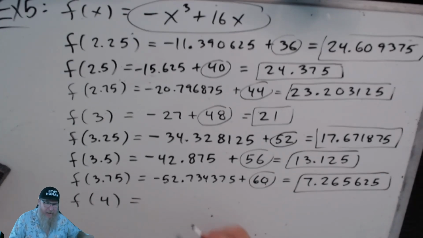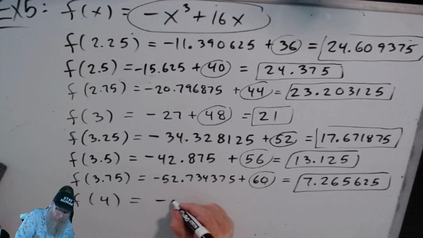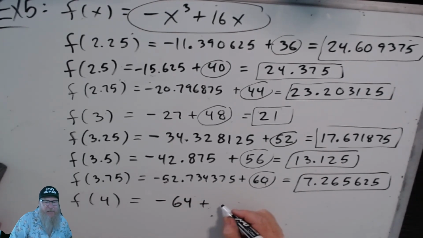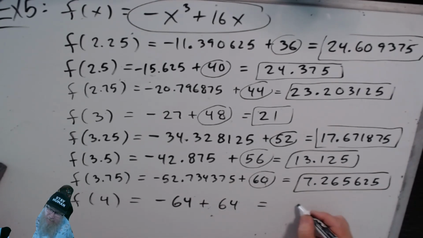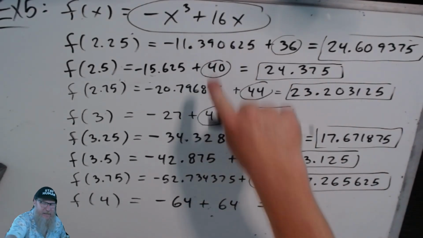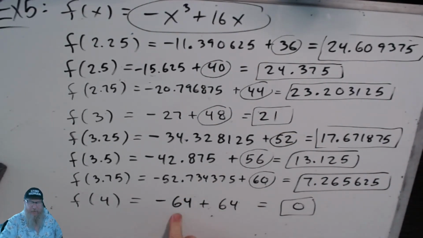So we don't need a calculator for that. 4 cubed is 64, so that'll be negative 64 plus 64. Boom, it ends at 0. All right, 4 times 16 is the same as 4 cubed, so those cancel out. It's that curve that I showed you where it just kind of hits the ground at the end.